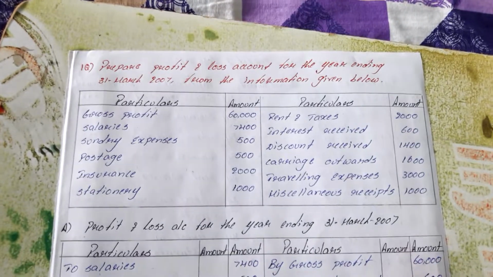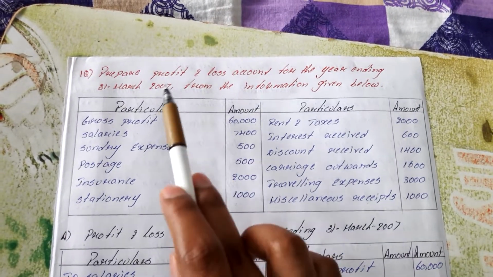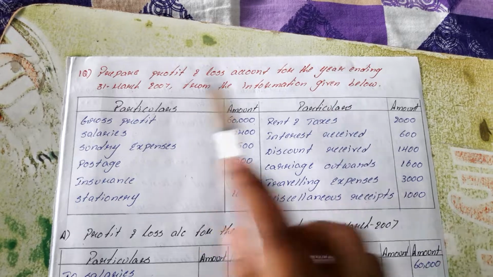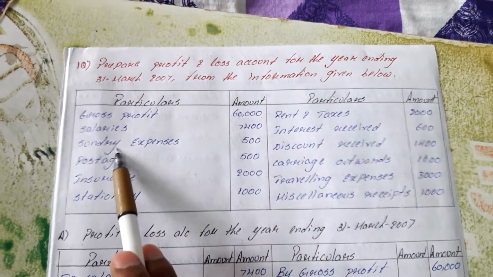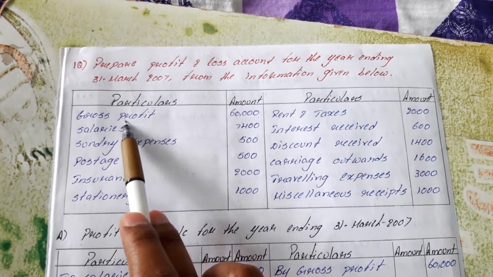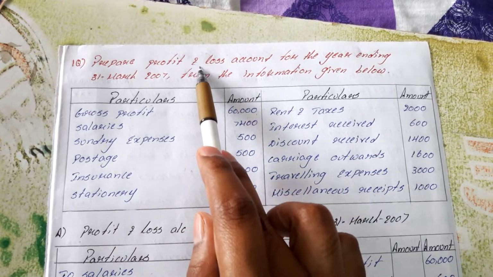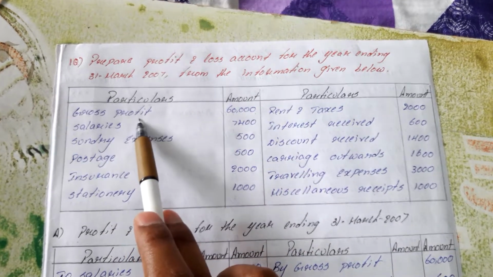So this is a question of your profit and loss account. Prepare profit and loss account for the year ending 31st March 2007 for the information given below. So they have given gross profit. Without gross profit we can't prepare profit and loss account. So they have given gross profit in the question.